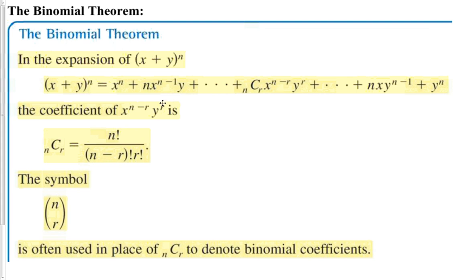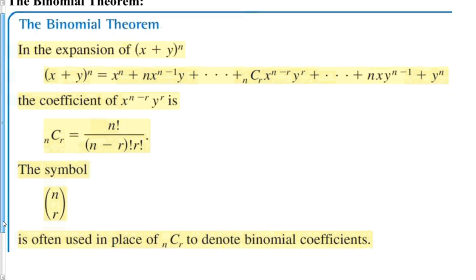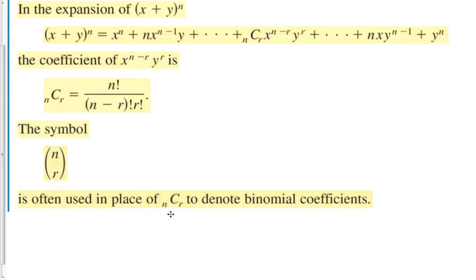So based on y's power, n is the total, where you add these together to get your degree, and your symbol is big parentheses, n on top, r on bottom. This is often used in place of this to denote binomial coefficient, and it's also a little shorter. Between these two, I can make this a little bit smaller.